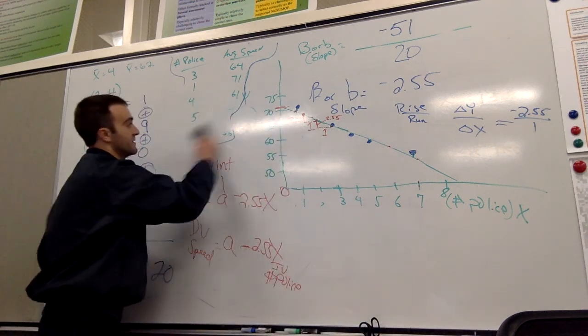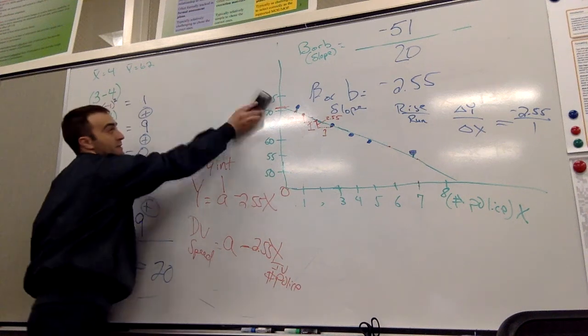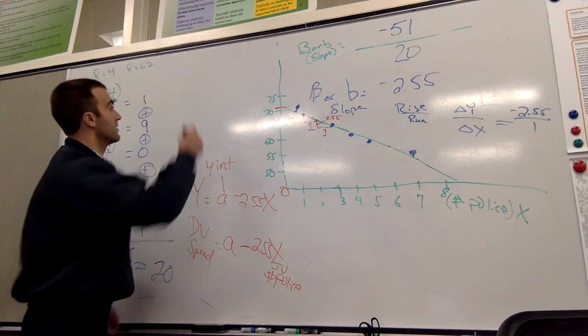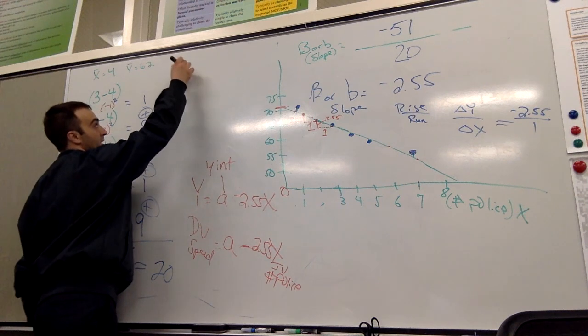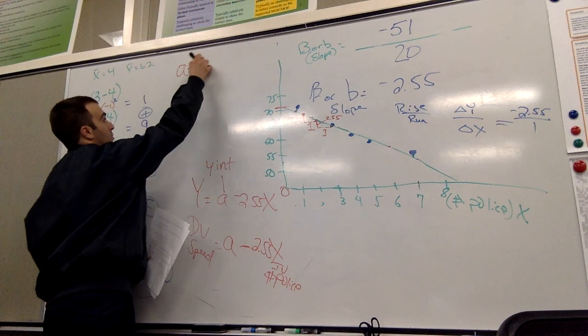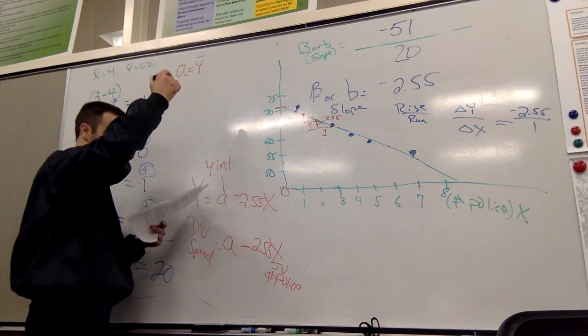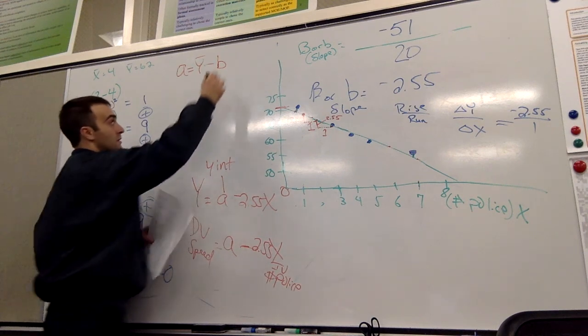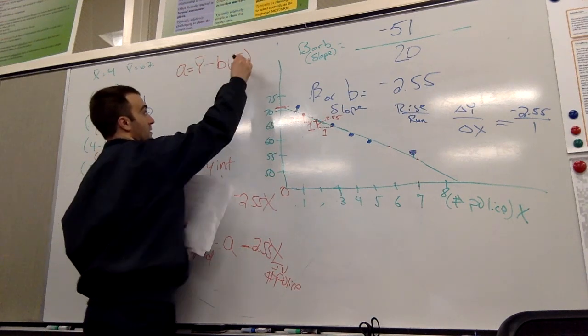All right, let me erase the raw data. That's how we got our line. To find the y-intercept A, the equation at the bottom of the page I gave you, A equals y bar, which is the y mean, minus your beta times x bar.